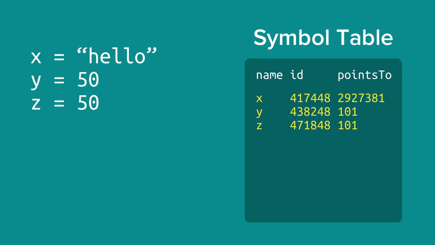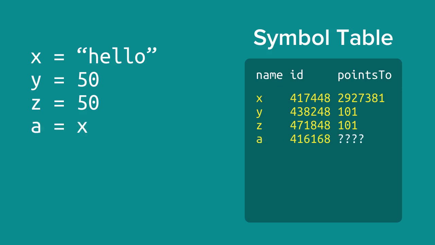Now let's say z equals 50. Now z as a symbol, it's a different symbol from y, so it has its own ID, 471848. But 50, in Ruby, is still an object, but it's an immutable object. It can't be changed. You can't make 50 51. You end up with a totally different thing. So it's kind of a primitive value from the Ruby point of view. So it's the same object. We get the same object ID 101 for both because y and z are both 50. So they're both pointing to the number 50.